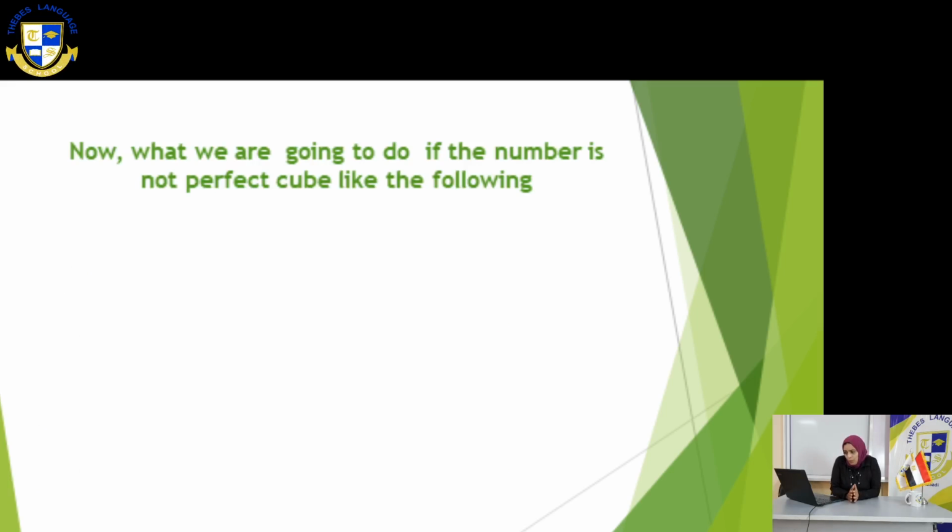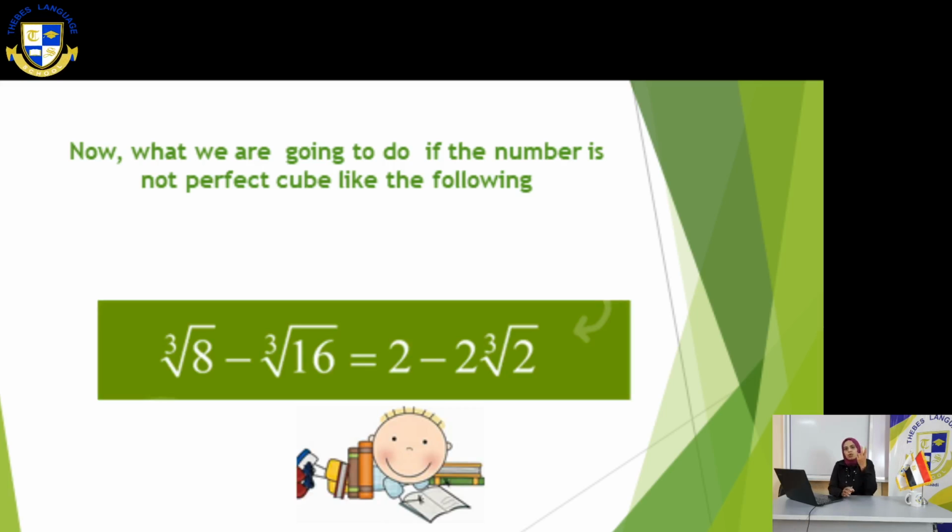Now, what are we going to do if the number is not a perfect cube, like the following? We have here an example containing 2 numbers. One of them is a perfect cube and the other is not a perfect cube number. The first one, 8, is a perfect cube number, so the cubic root of 8 equals 2. But about 16, the cubic root of 16 is not a perfect cube number, so the cubic root of 16 is not a whole number like 2, 3, 4. Okay, let's move to slide number 8.